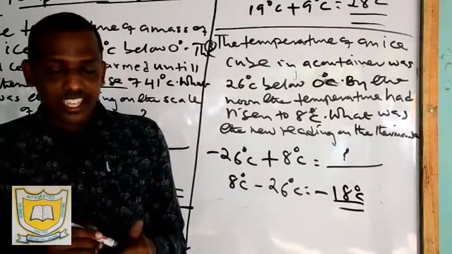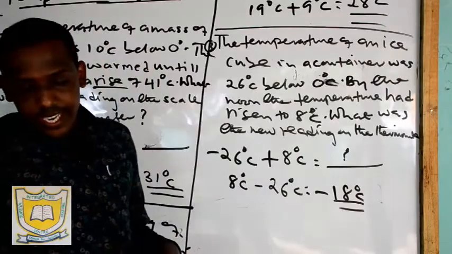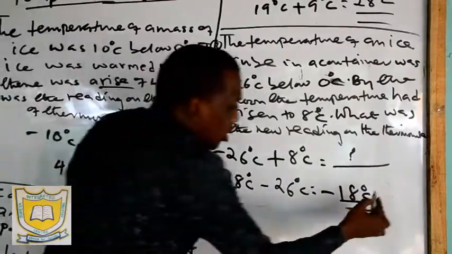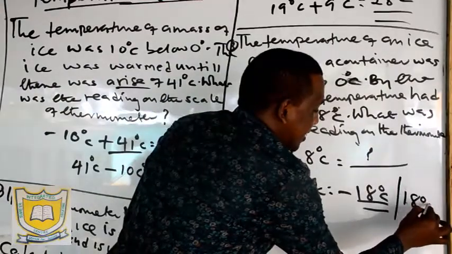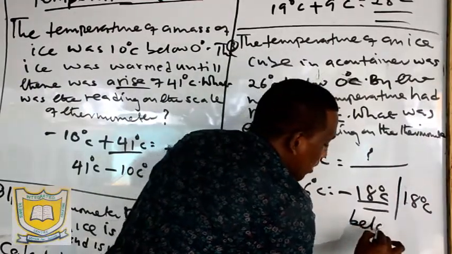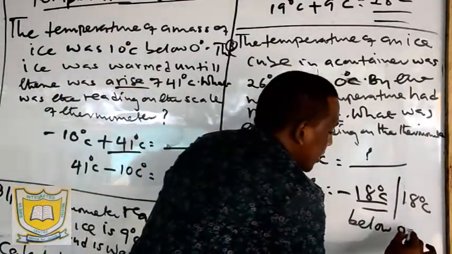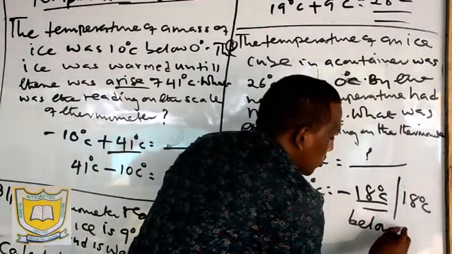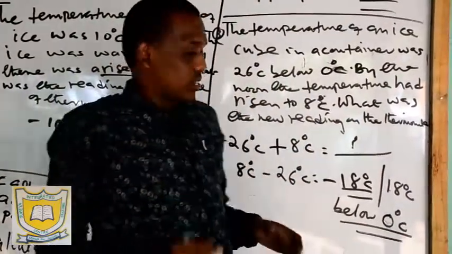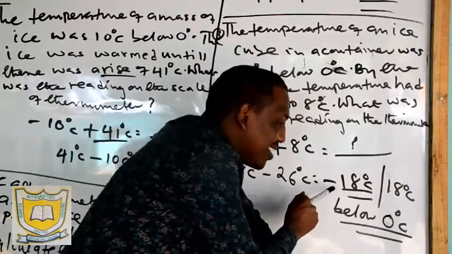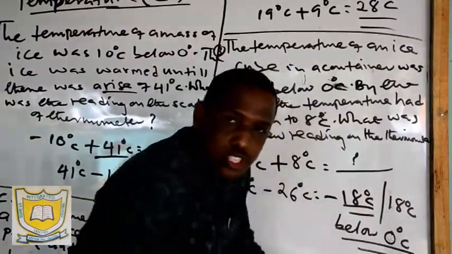You will get a negative 18 degrees Celsius. So the answer is negative 18 degrees Celsius, or you can say 18 degrees Celsius below. Sometimes they will not write the negative for you; you say below 0 degrees Celsius. Both answers are correct. So the answer can either be negative 18 degrees Celsius or 18 degrees Celsius below 0 degrees.